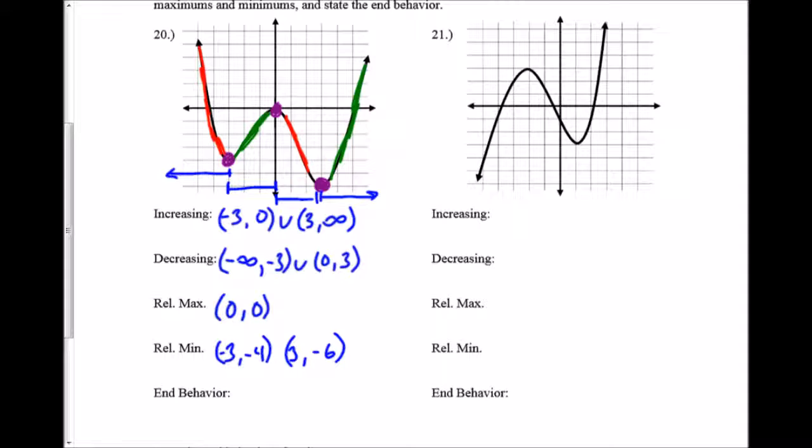And then the end behavior, I'm just looking at the ends. So I just look as x goes to -infinity. I look as x goes to +infinity. As x goes to -infinity, that's the left side of my graph. The function is going up. So f of x goes to +infinity.